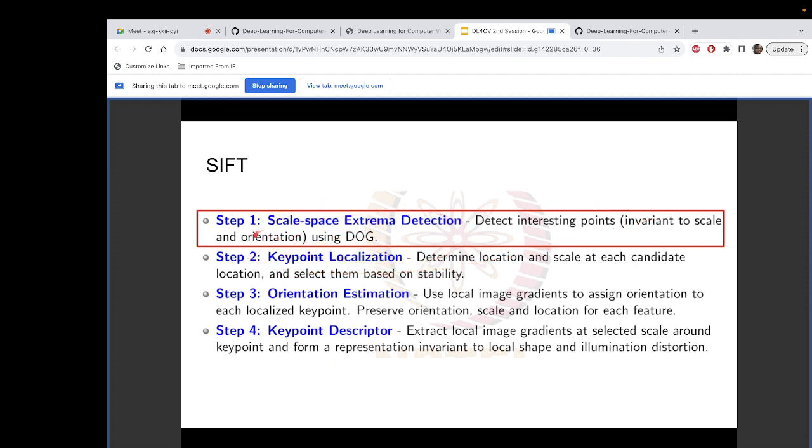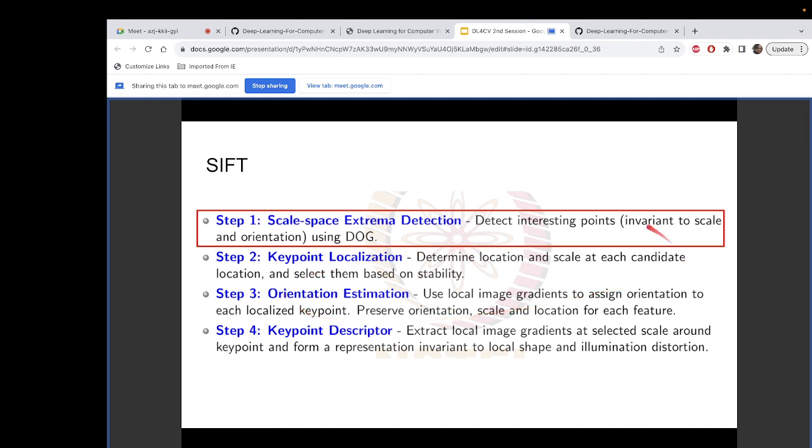Second point is key point localization. So this consists of mainly two things. One is that when you detect interesting points in step 1, you may have detected many points that are very interesting, but probably they are not exactly in the correct location. Maybe there is a little bit of error in the locations that you found for these points. So key point localization, as the name suggests, determines the correct location as much as possible.